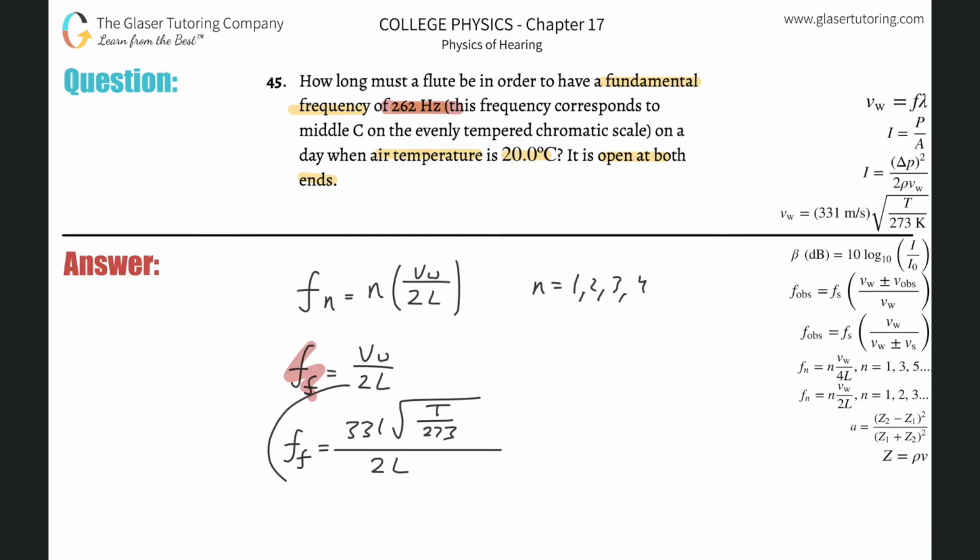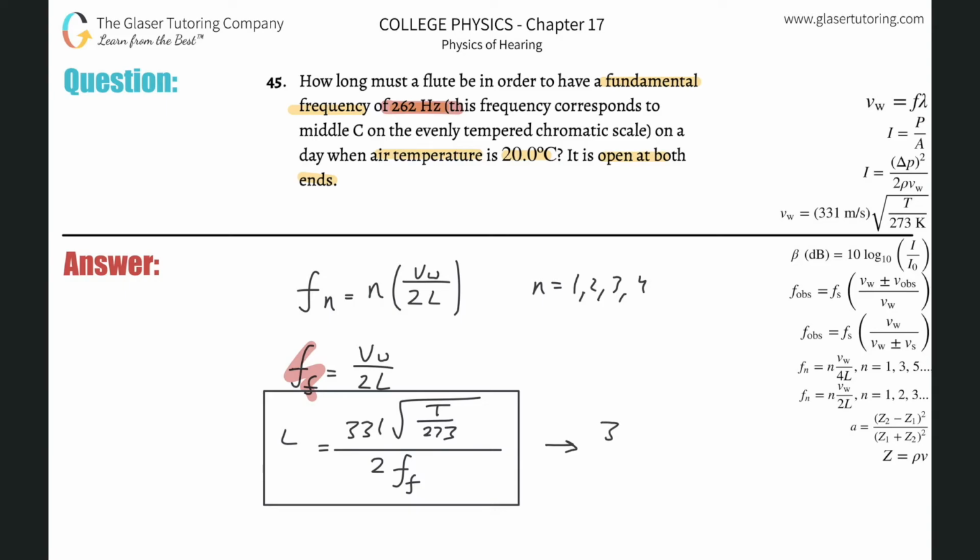Now I want to solve this for L, so let's do a little cross multiplication. You can take the L out of the denominator on the right and bring it up into the numerator on the left, and bring the fundamental frequency from the numerator on the left down into the denominator on the right, and voila, there's the formula. Simple. Now we just plug it all in.